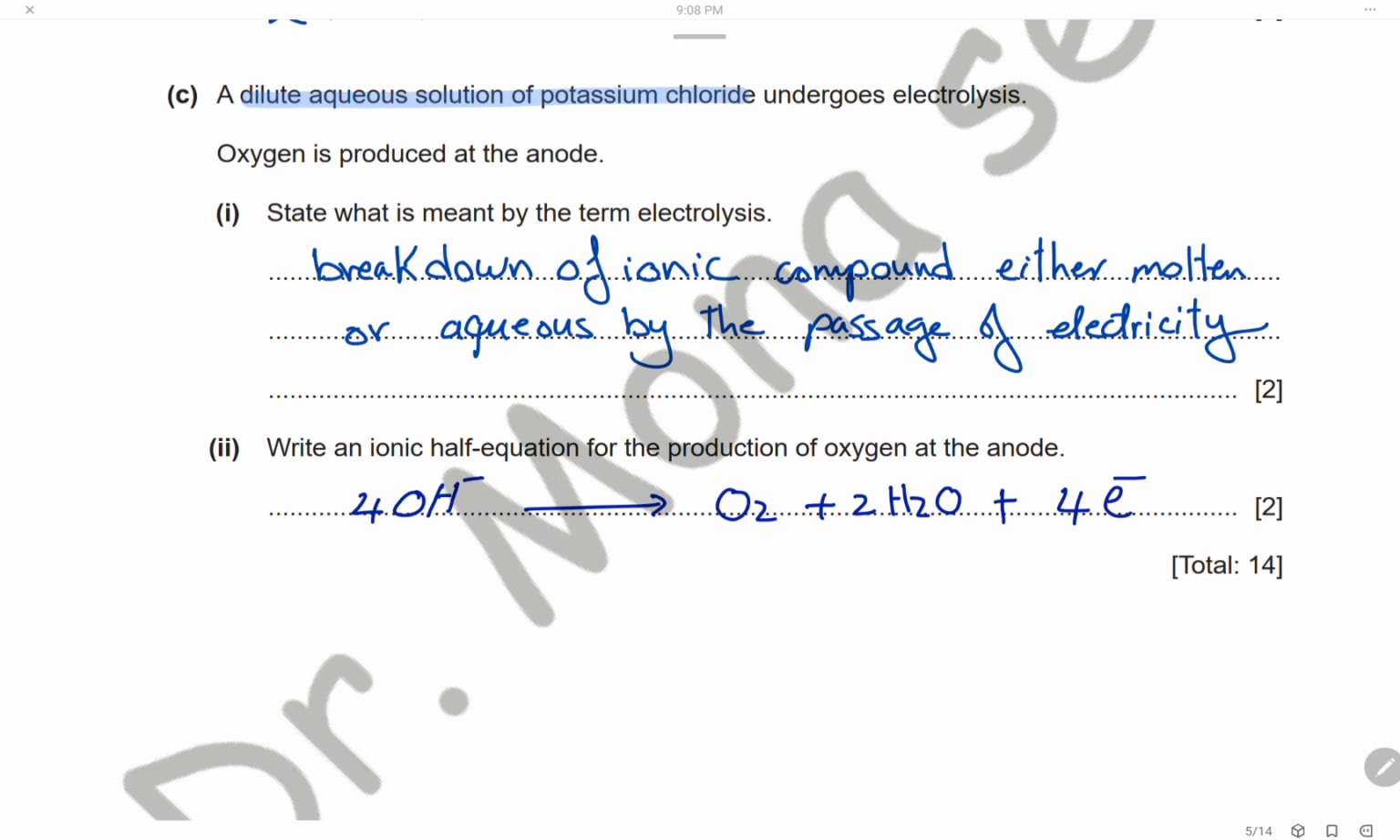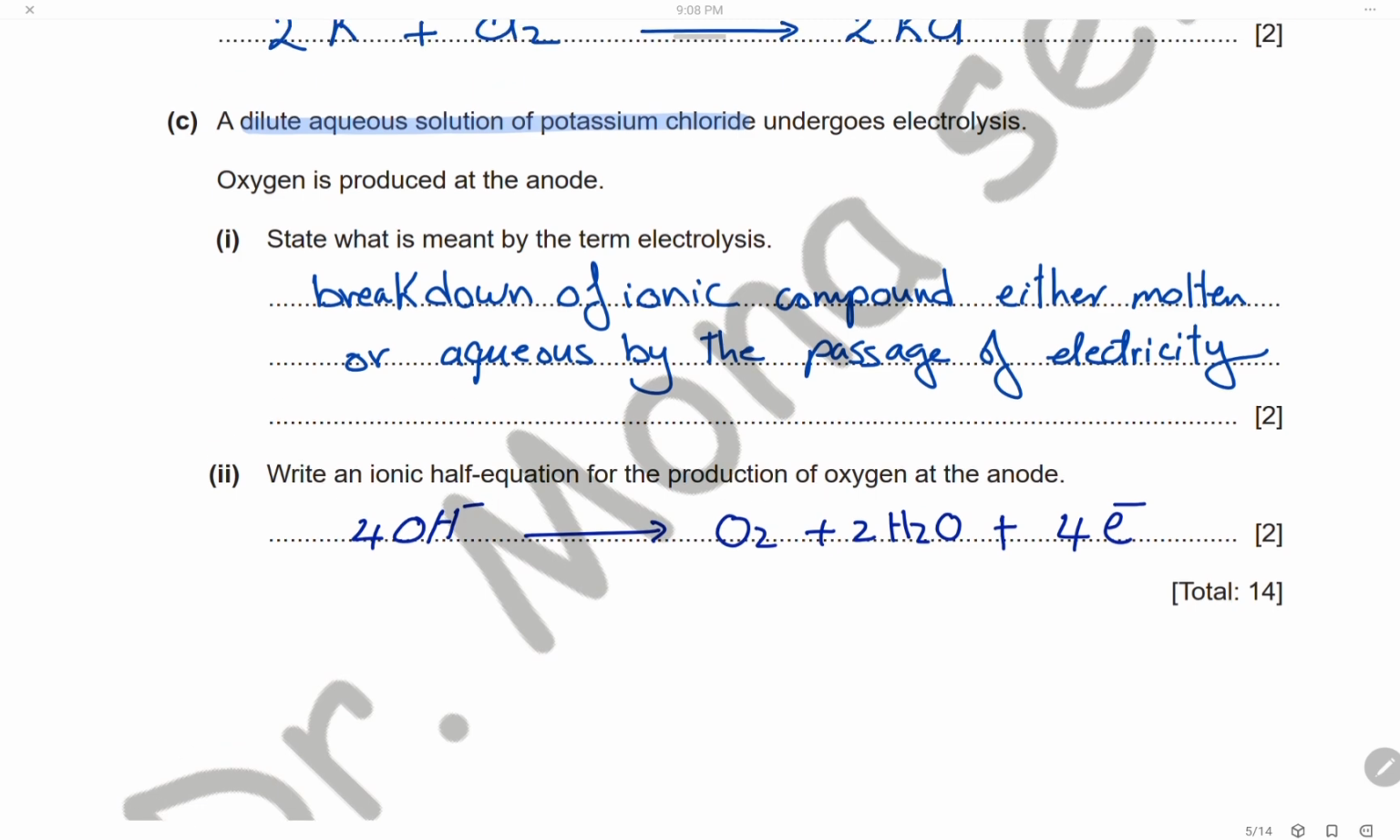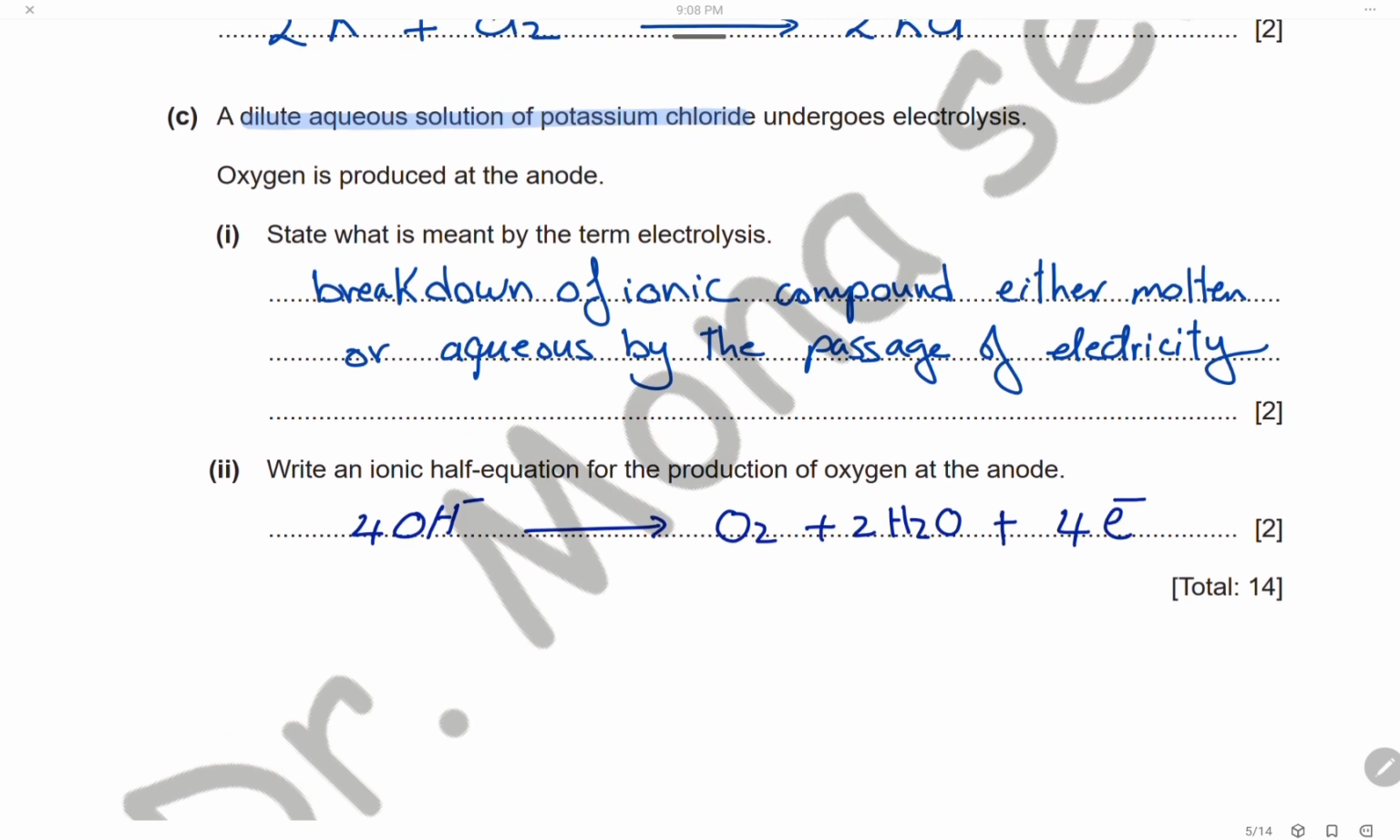Write an ionic half equation for the production of oxygen at the anode. Of course, we have aqueous solution of potassium chloride, so we have potassium ions, chloride ions, and we have H+ and OH- ions from water because it is dilute. So OH- ions will be attracted to the anode to produce oxygen gas, as the ionic equation: 4OH- gives 1 oxygen, 2 molecules of water by losing 4 electrons.